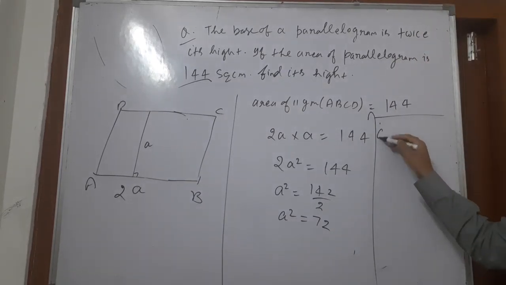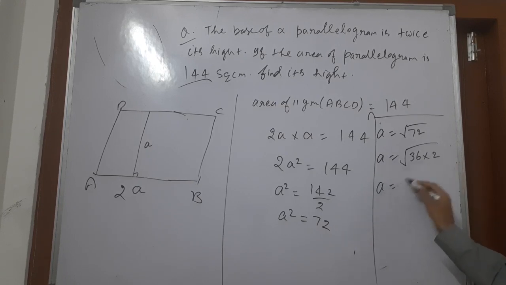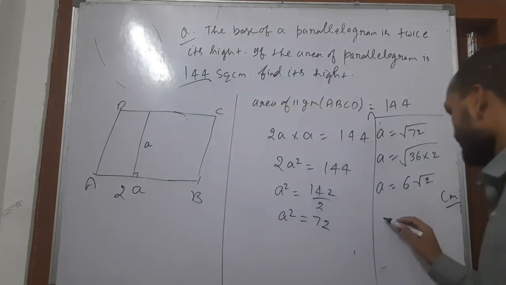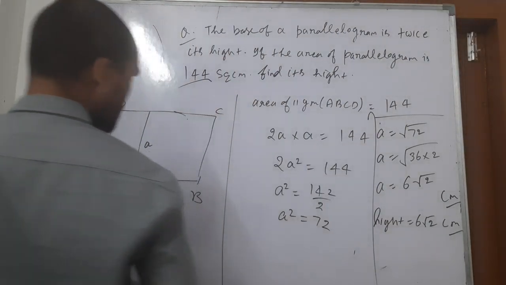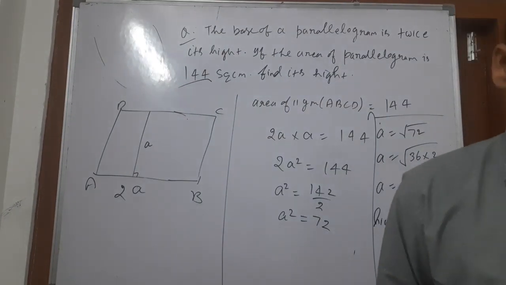Then find its height. So what will be a? a will be the square root of 72, that is root of 36 into 2. The square root of 36 is 6, and this will be root 2. So it is 6 root 2 centimeter, since our area is given in square centimeter. So its height will be 6 root 2 centimeter, because a is our height in the assumption.